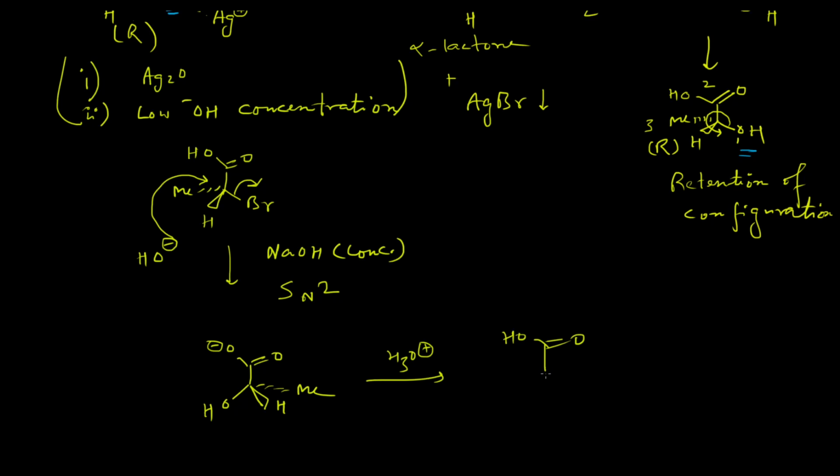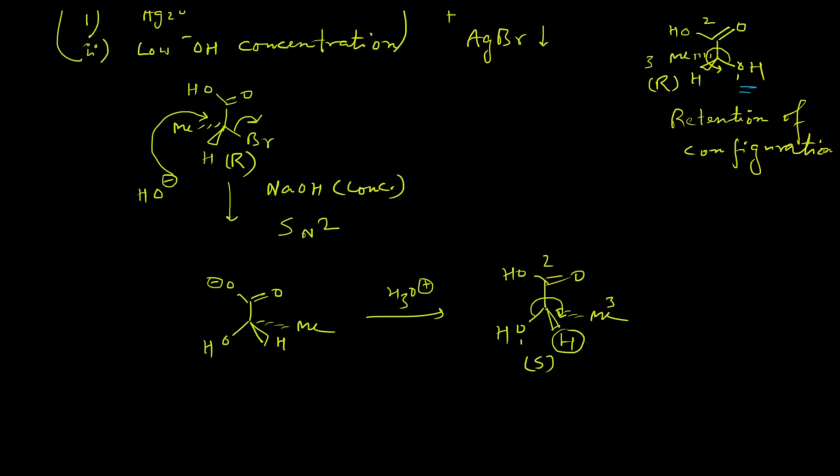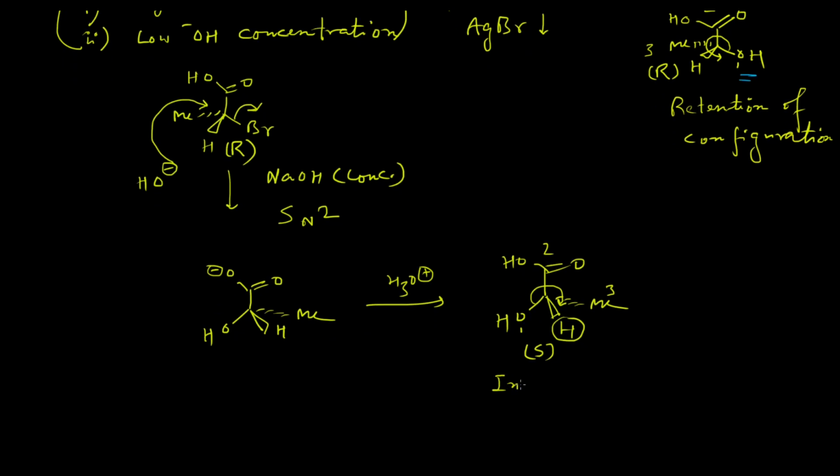the corresponding neutral compound. So here we can see that the initial configuration, which was R, is changed. It is 1, 2, 3 clockwise, but hydrogen is above the plane, so it will be of S configuration. So an inversion of configuration is taking place in this case, which is the main criterion for the SN2 reaction mechanism.